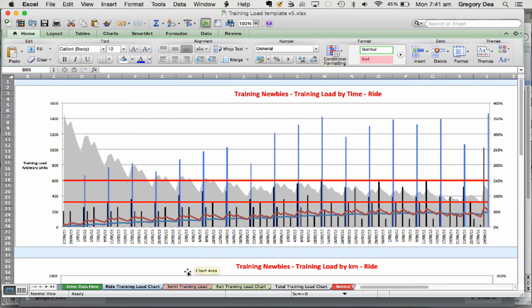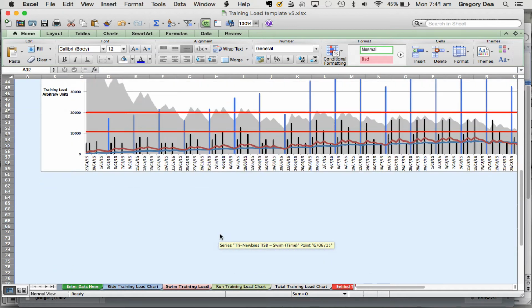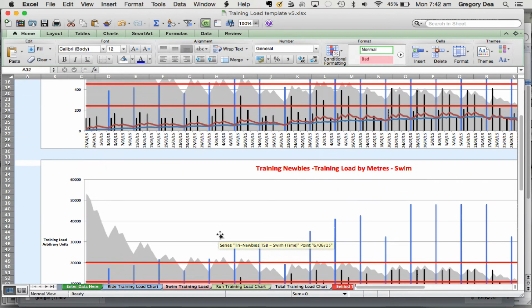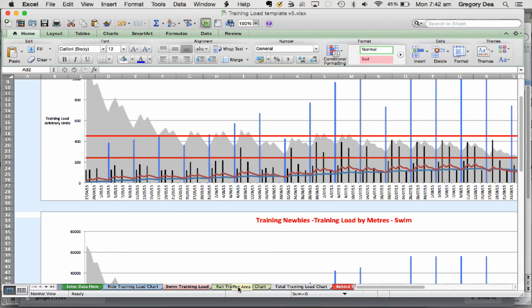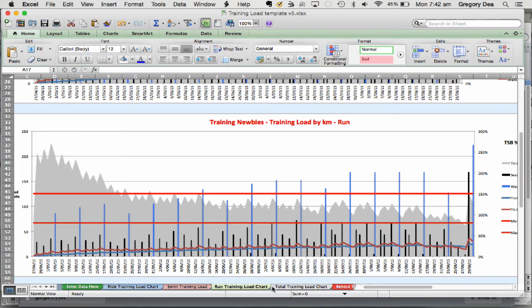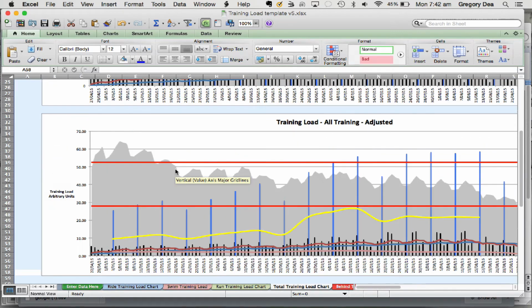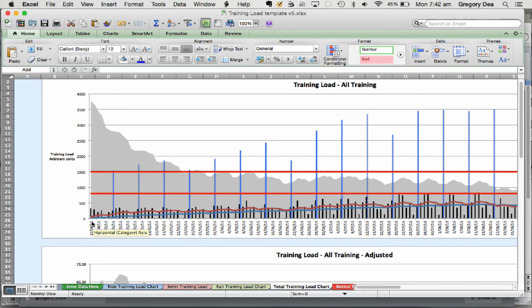I've produced those charts for riding and for swimming by meterage and by time, and also for running, and then I've accumulated all of the data together so that we can see that there is a sessional load for every single day except one day of the week, which is a rest day in the first couple of weeks, and then it starts to pick up and there are no rest days throughout the whole time.